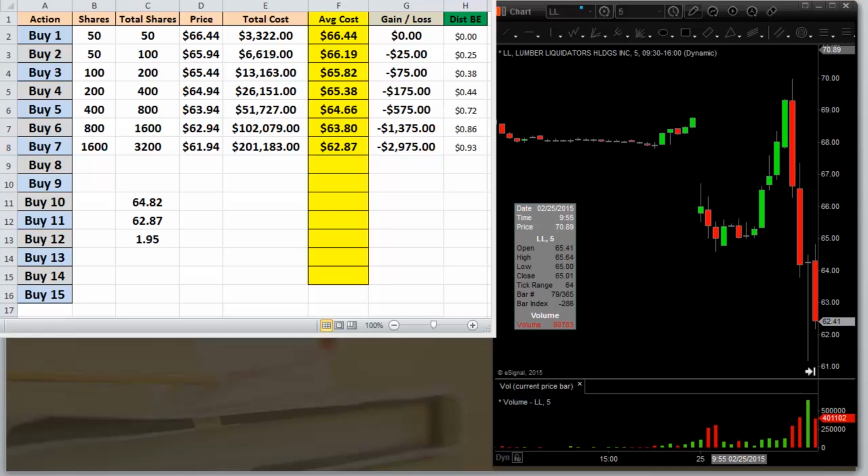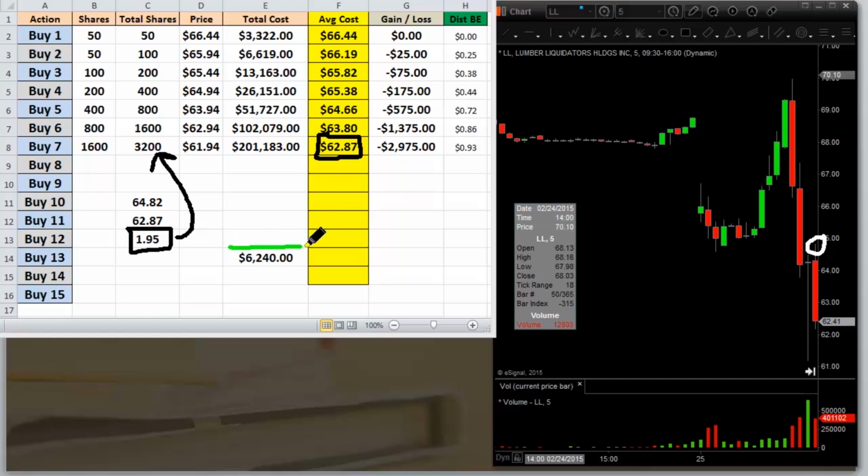So let's just run some math real quick. Again, your average cost was 62.87. The highest it went, so right here, it went up and hit 64.82. So you're going to subtract 62.87 from 64.82, and that gives you a gain of 1.95 per share. How many shares did you have? Well, you had 3,200 shares. So what's your profit on this trade going to be? The profit turns out to be $6,240.